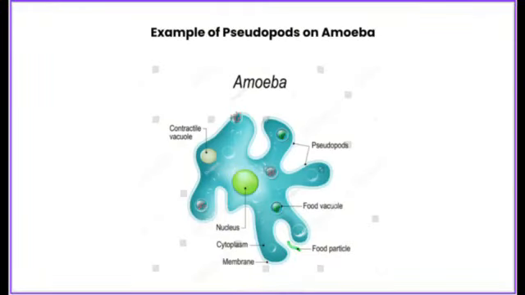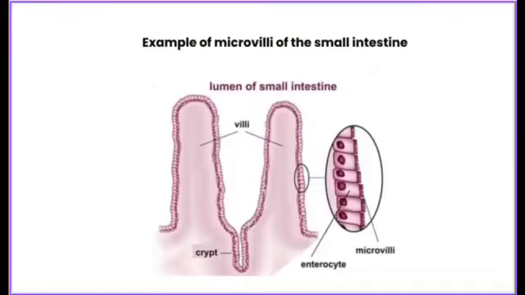Third is pseudopods on amoeba. Pseudopods serve two functions, locomotion and food capture. Amoeba use their pseudopods to ingest food by a method called phagocytosis. And the fourth one is microvilli of the small intestine. The villi and microvilli increase the surface area of the small intestine, which aids the absorption of vitamin B12 through diffusion. That is all for apical modification.